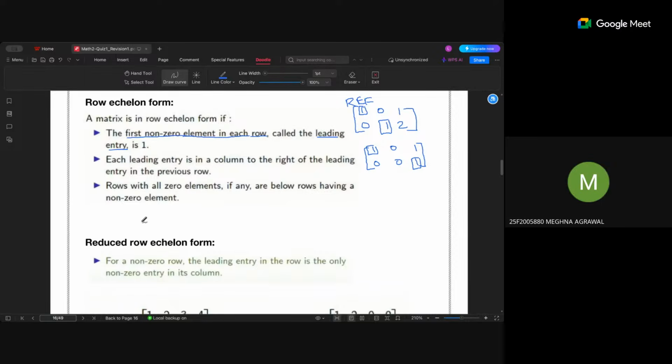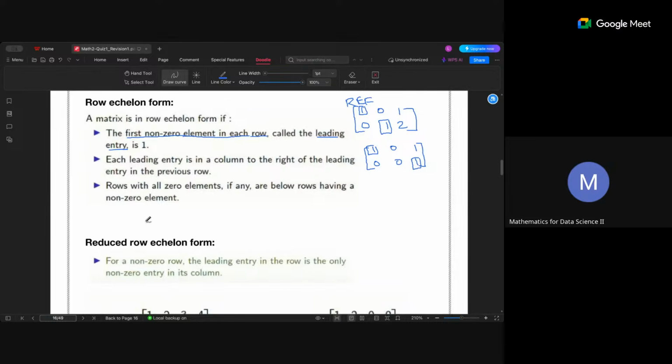Here, because switching rows is allowed, I think as the other person was mentioning, if the row is above, then we can just bring it down. See, when you are using row echelon form for finding rank, what you are saying is fine. But here I am just talking about what conditions a matrix should satisfy to be in row echelon form. That is what I am talking about right now.